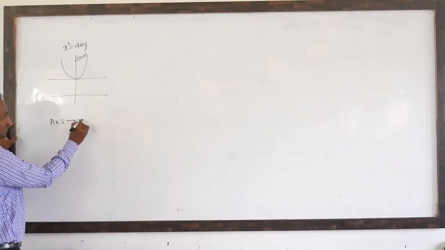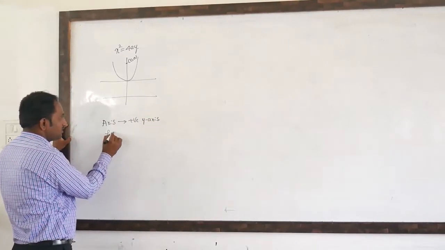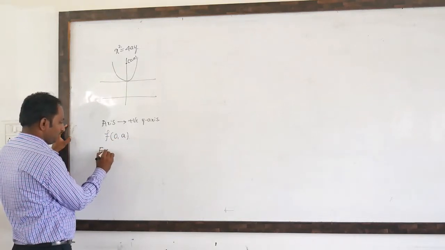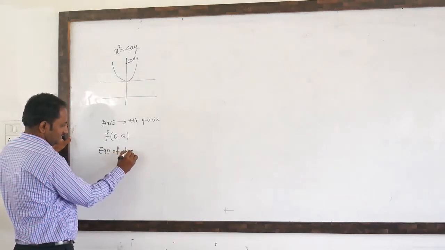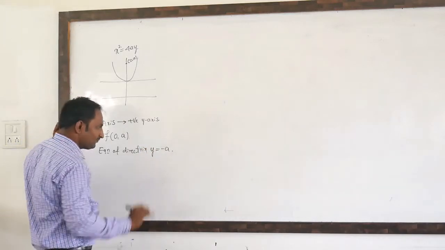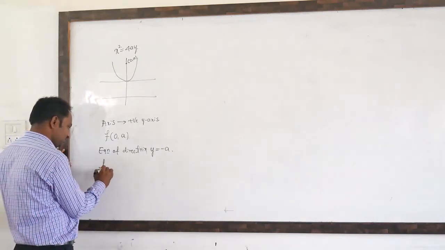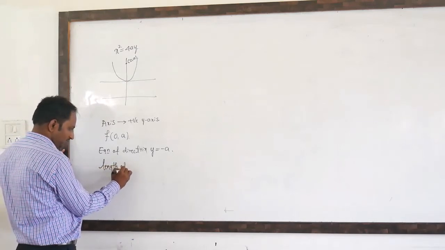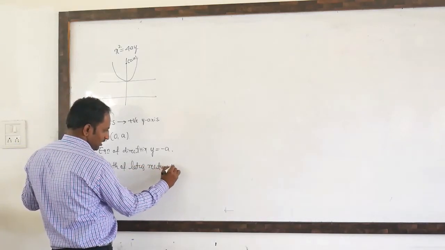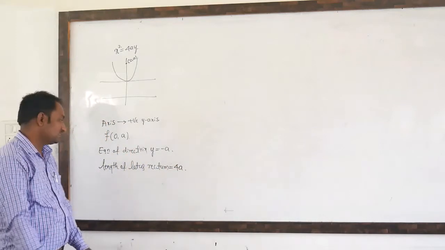X axis, that is positive y axis. Focus point 0 comma a, and equation of directrix, that is y is equal to minus a. Here on the basis, then length of latus rectum is 4a.